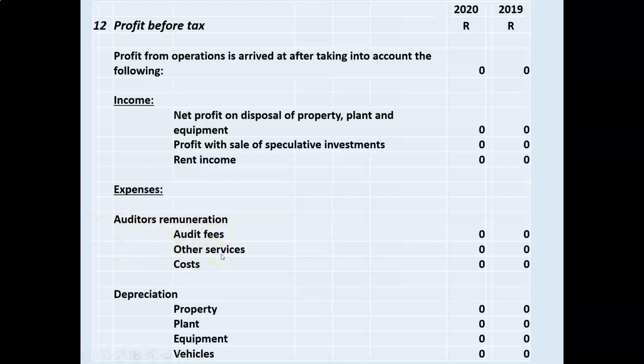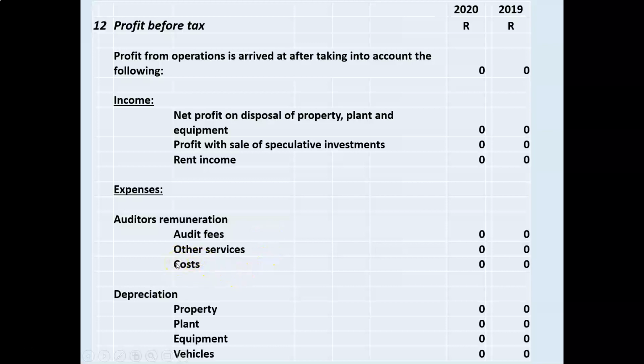Other services. Now, in many instances, the auditors also perform consultation type of services to the entity. Maybe they help them look at systems, maybe there's something specifically that the company wants them to look at. So that would be other services, and I have to disclose that separately from the audit fee. The audit fee is just pertaining to financial statements.